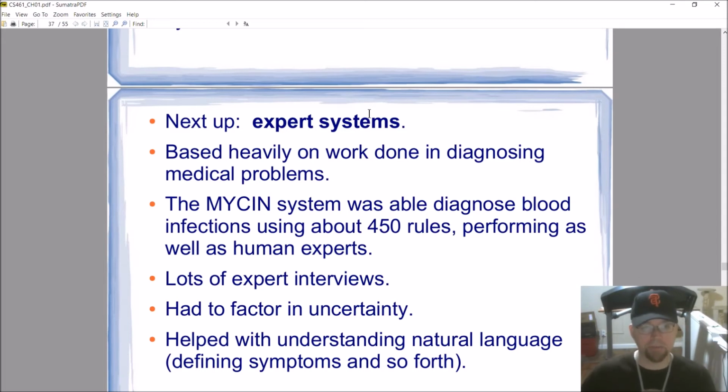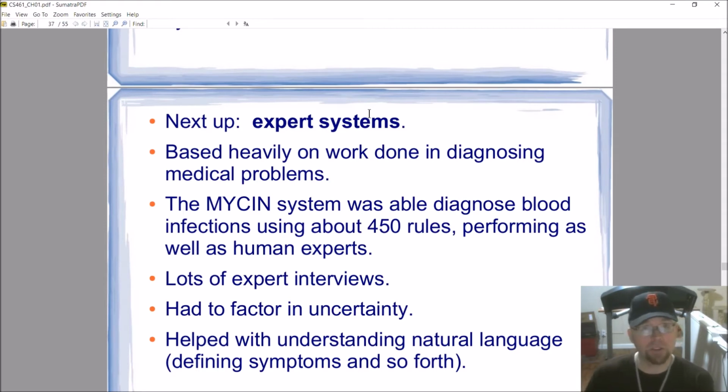So there's the MYCIN system. Essentially, they built it to try to diagnose various blood disorders. They came up with a set of 450 rules that had to do with describing these blood disorders. They came up with these rules by doing a bunch of interviews with experts, doctors, PhDs in blood science, and they got a pretty good idea of the types of disease, the domain of knowledge that they were having to write an AI for.